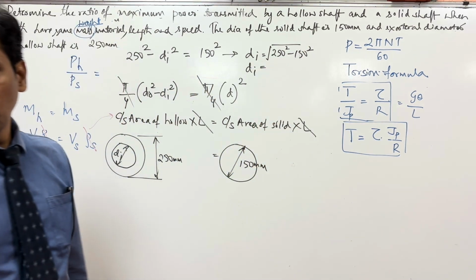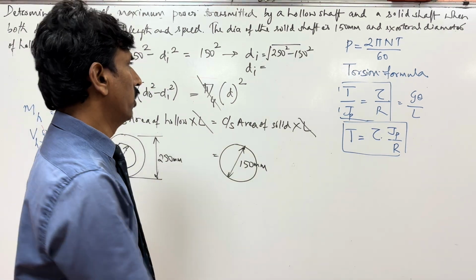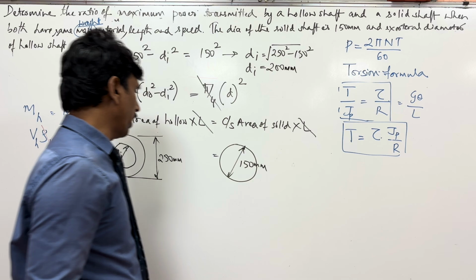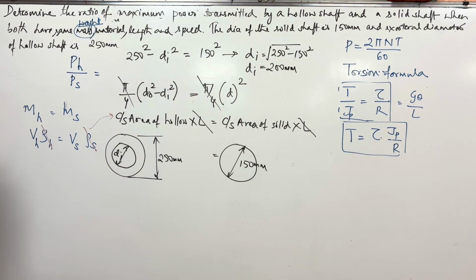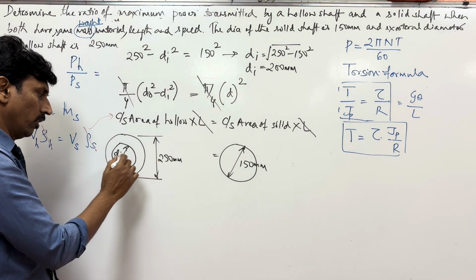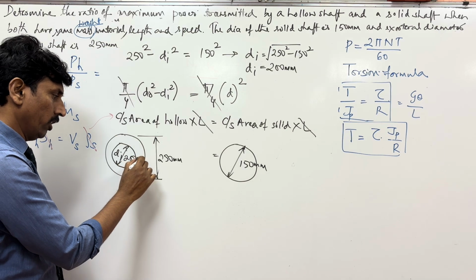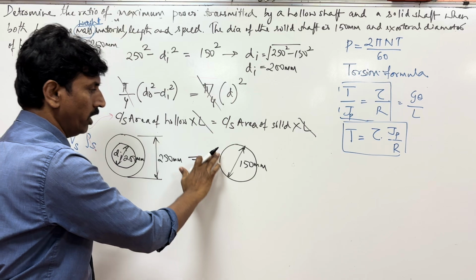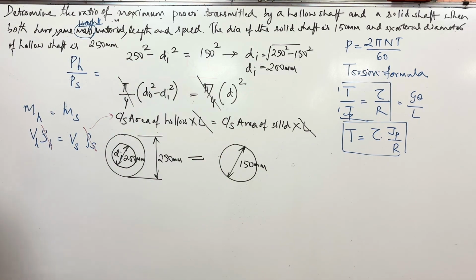So can anybody say what's the answer? 200. So I get this internal diameter as 200. That means if external diameter is 250, internal diameter will be 200, then the mass of this will be equal to the mass of the solid shaft.